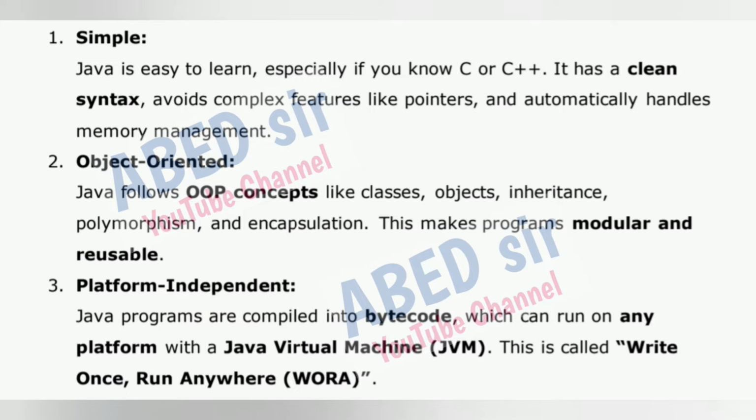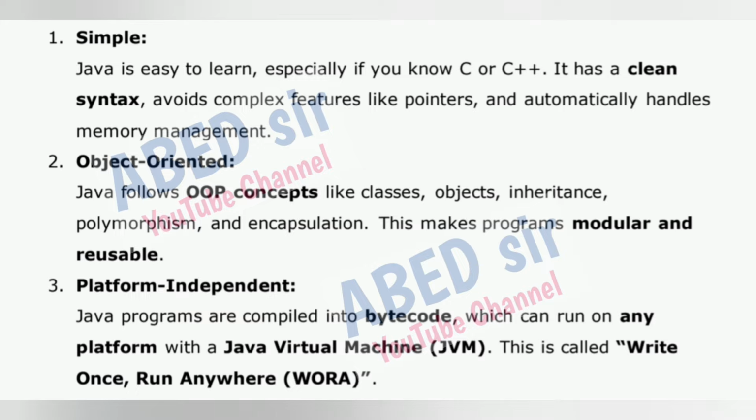1. Simple. Java is easy to learn, especially if you know C or C++. It has a clean syntax, avoids complex features like pointers, and automatically handles memory management. 2. Object-oriented. Java follows OOP concepts like classes, objects, inheritance, polymorphism, and encapsulation. This makes programs modular and reusable.